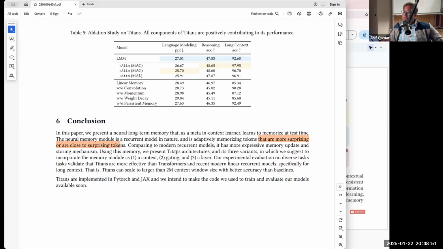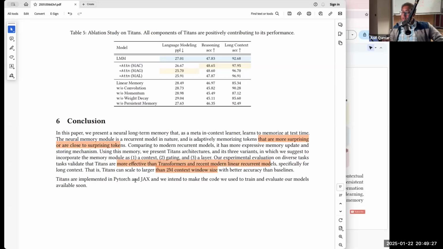Using this memory, we present the Titans architecture and its three variants, in which we suggest to incorporate the memory module as a context, gating, and then layer. Our experimental evaluation on diverse tasks validates that Titans are more effective than transformers and recent modern linear recurrent models, that is, the kernel models, specifically for long context. That is, Titans can scale to larger than 2 million context window size. I see. And that's the conclusion.